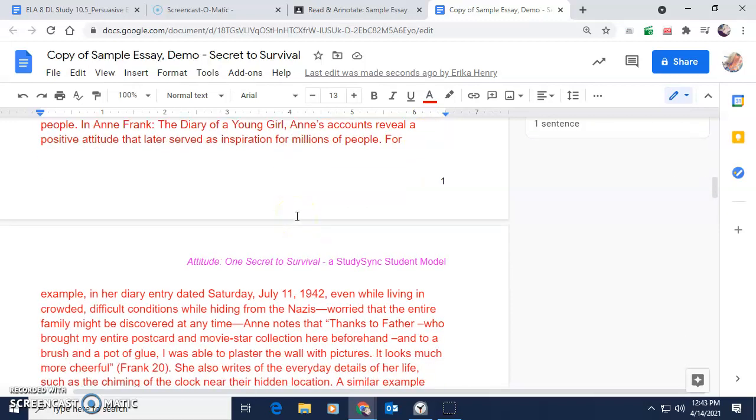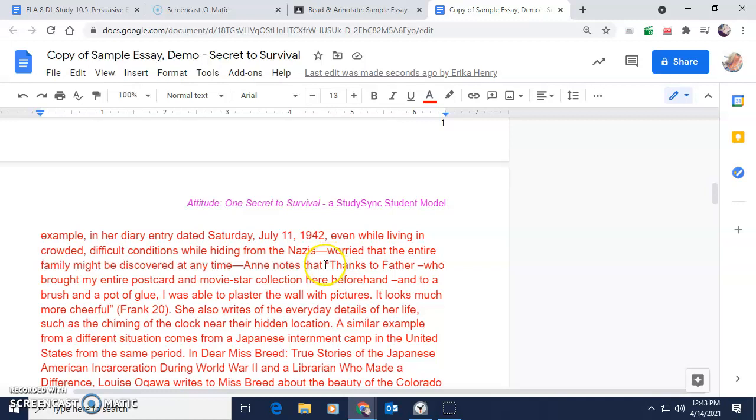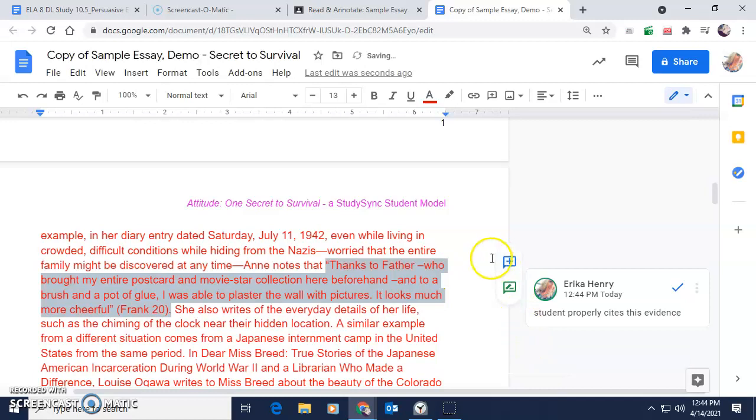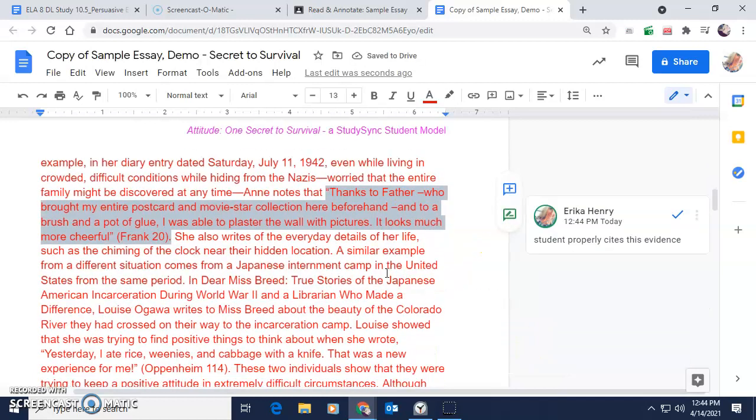So first of all, let's focus on the MLA citations. We have a direct quote toward the top of page 2. And it starts where it says, "thanks to father," all the way to "more cheerful," followed by a citation. Awesome. Okay, so go ahead and make that side note. Student properly cites this evidence. Again, guys, you can be pausing and doing your annotations if needed. And the student does this in multiple spots in paragraph 2.